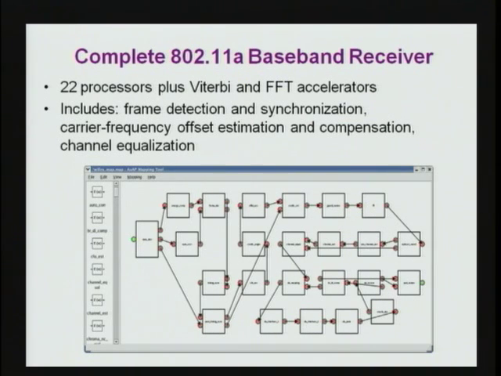The 802.11a baseband receiver is the second application we have done on this platform. It includes 22 processors plus one Viterbi and one FFT special dedicated processor. I have to stress that this implementation is a complete one because it includes frame detection and synchronization, as well as carrier frequency offset estimation and compensation, and channel equalization.